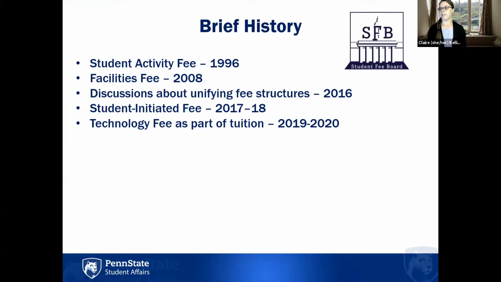So the student activity fee first existed as a separate item in 1996, and a separate facilities fee was started in 2008. Around 2016, they started talking about unifying the fee structure and also getting student input into the student fee process. The student initiated fee was first started in 2017 and 2018, with it being a completely separate fee in 2019-20, because the technology fee is now a part of tuition. So now you only pay tuition and the student initiated fee. There are no other fees in the process.